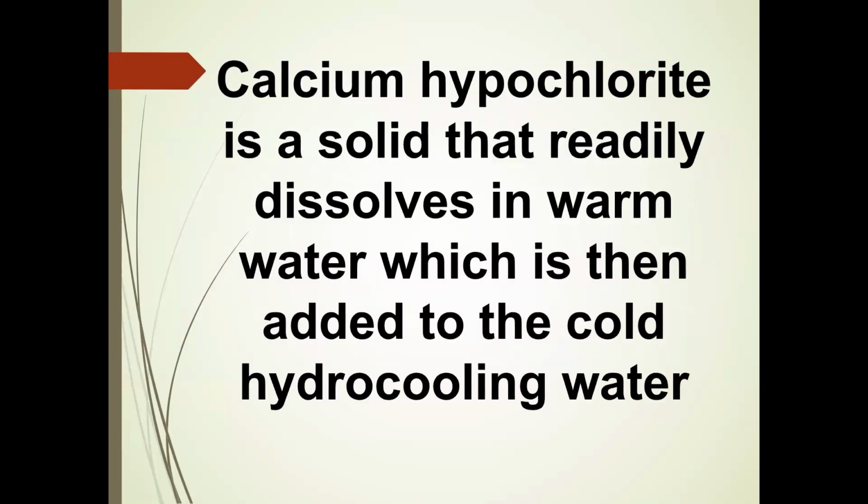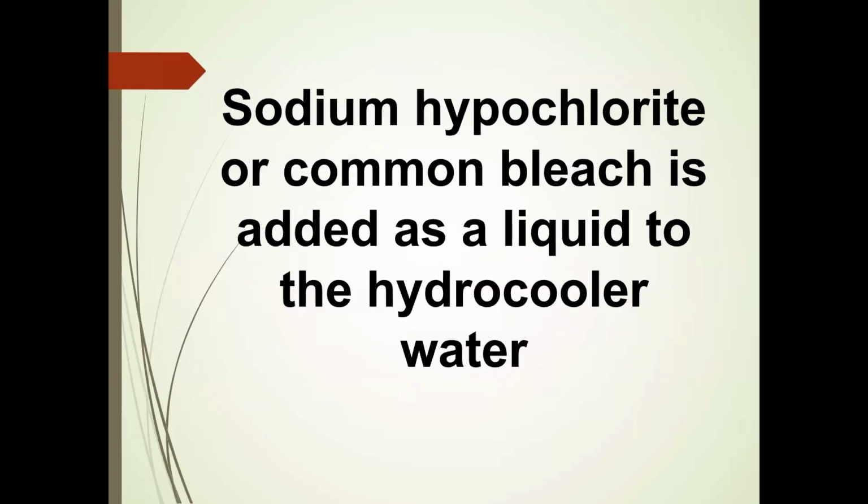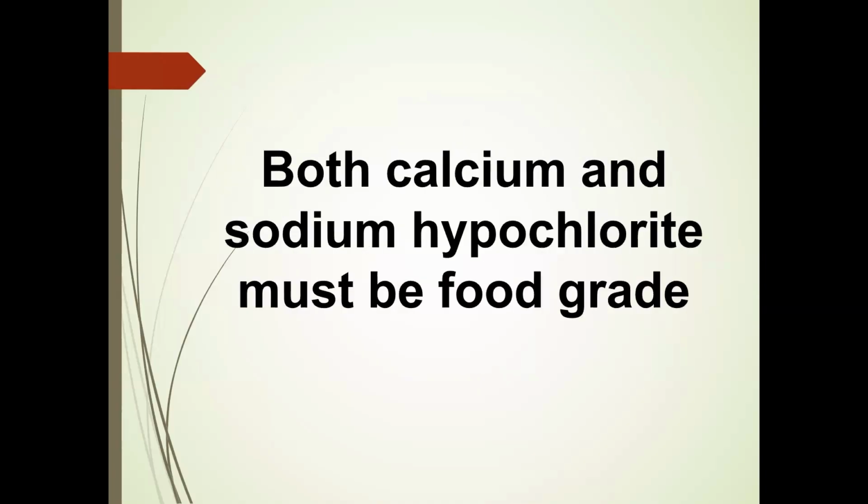Calcium hypochlorite is a solid that readily dissolves in warm water, and that warm water solution is then added to the hydrocooling water. Calcium hypochlorite is the same powder added to many home swimming pools. Sodium hypochlorite, or common bleach, is added as a liquid. Both calcium and sodium hypochlorite must be food grade if used in hydrocooler water.